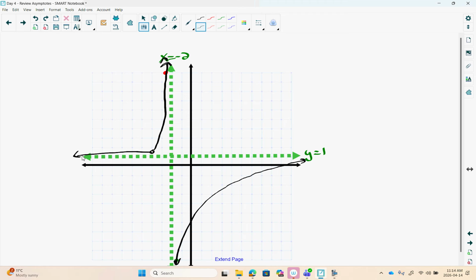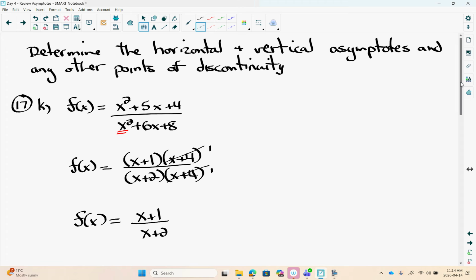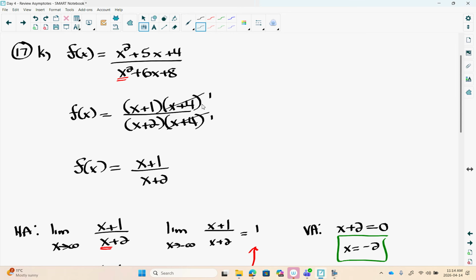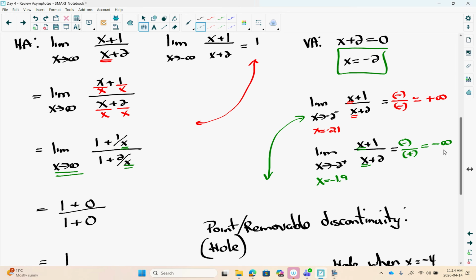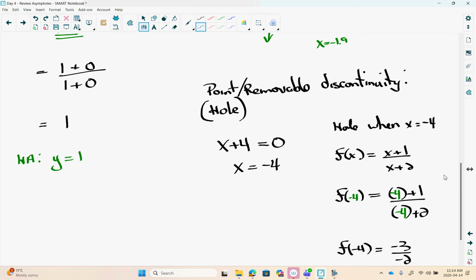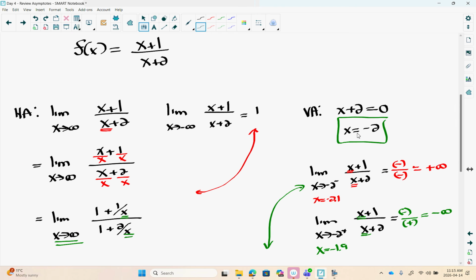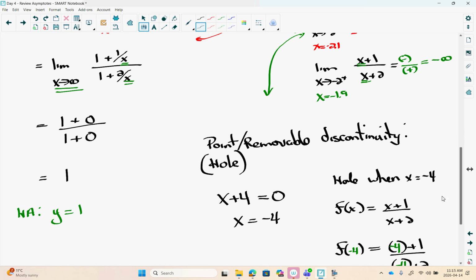Cool? Now, you don't have to draw the curve on today's sheet. All you have to do is factor, solve for the horizontal asymptote, y equals 1, solve for the vertical asymptote. You don't have to do that part on the worksheet. You do have to do this part on the assignment. And then find the hole. Cool? So we'll stop the video right there and you guys can do the assignment.